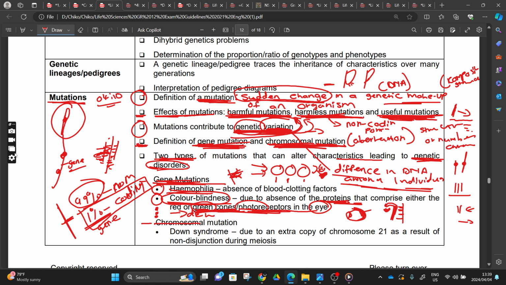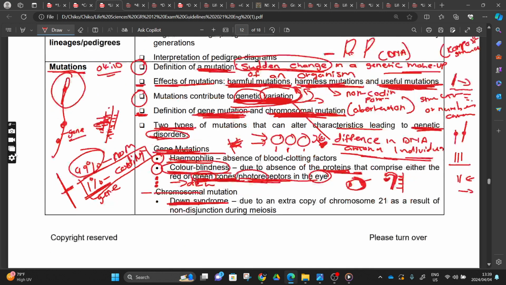And then after that, we go to chromosomal mutation. Chromosomal mutation deals with Down syndrome. This is an example of chromosomal mutation, right? And then they say we did this due to trisomy, non-disjunction during anaphase 1, right? The non-separation of two chromosomes can lead to Down syndrome.